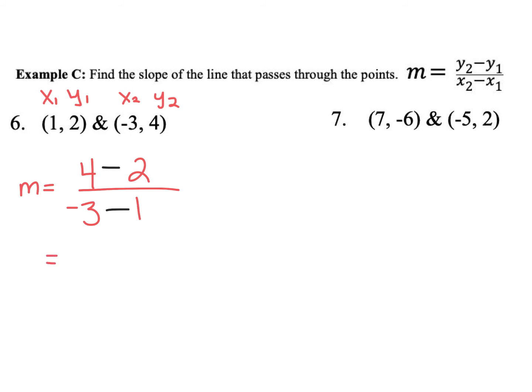All right, so let's do the math. 4 minus 2 is 2. Negative 3 minus 1 is negative 4. This fraction reduces to negative 1/2. So this would be a downhill line.